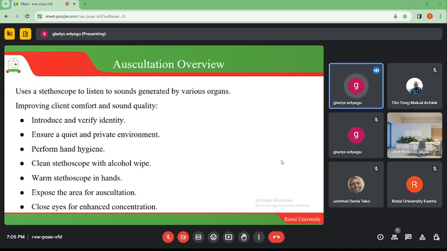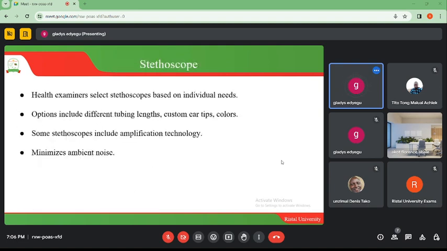And close your eyes for enhanced concentration. Sometimes when you keep opening your eyes, you get interfered with whatever is happening and you don't concentrate to listen. So sometimes some people need to either close their eyes or look down and see very well internally in their brain, to try to understand what kind of sound they are hearing so that they can interpret it well.